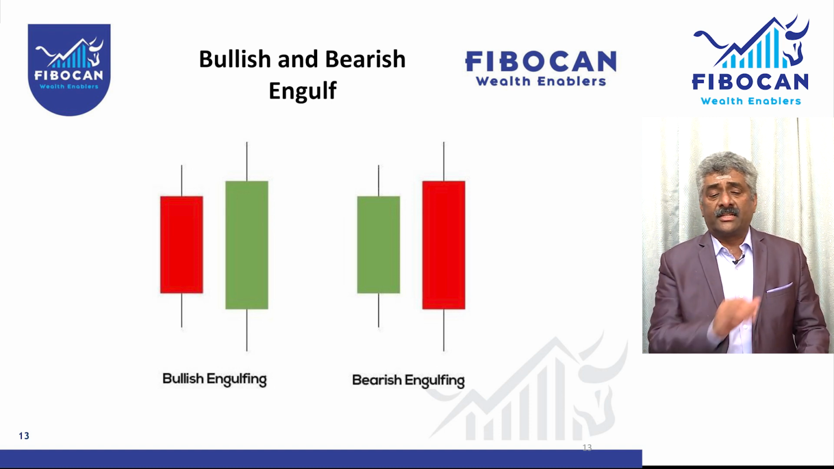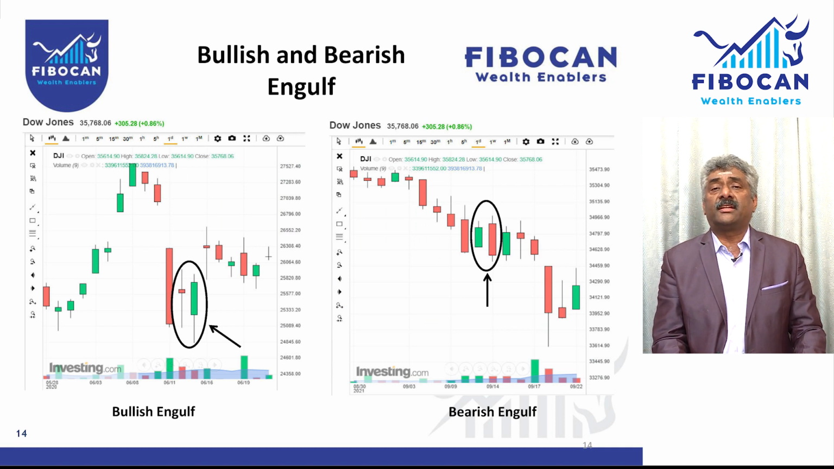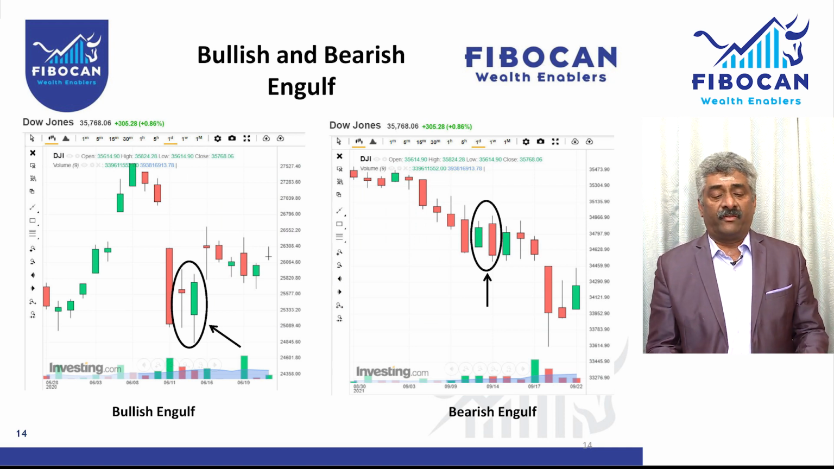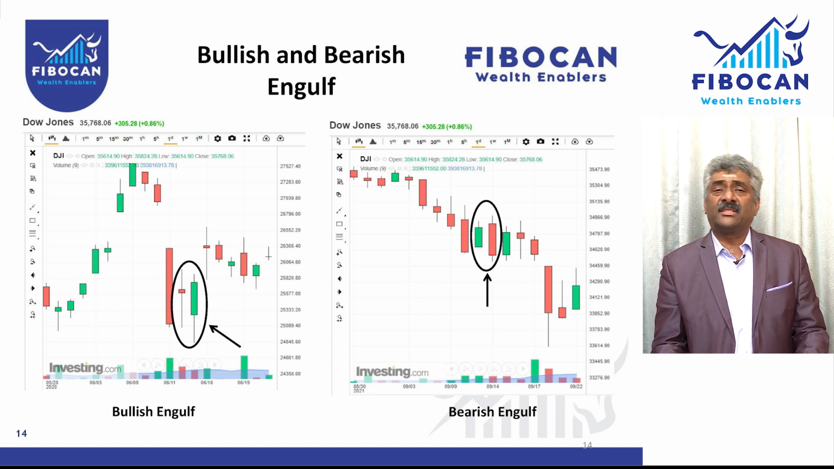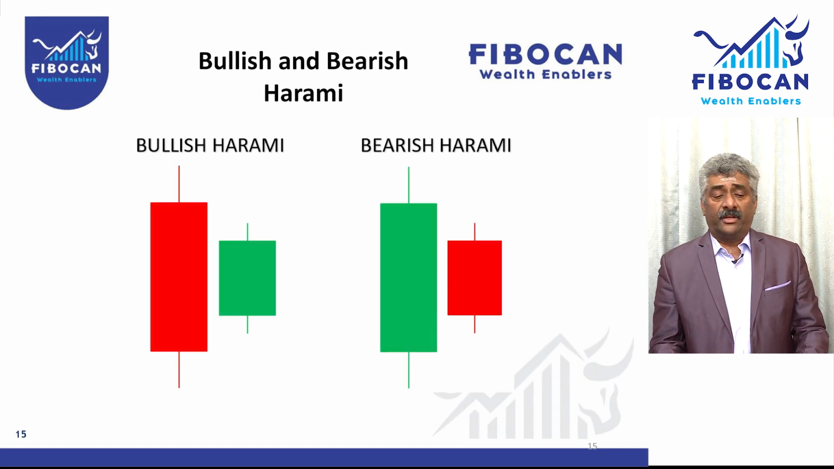So now let's see the example. Slide 14, you can see the example of bullish engulf. You see here a solid, how powerful that candle is, green candle, and you see the bearish engulf on the right hand side, encircled. It's easy, right? So the body fully covers the previous candle. Let's go to the next candle, bullish and bearish harami.